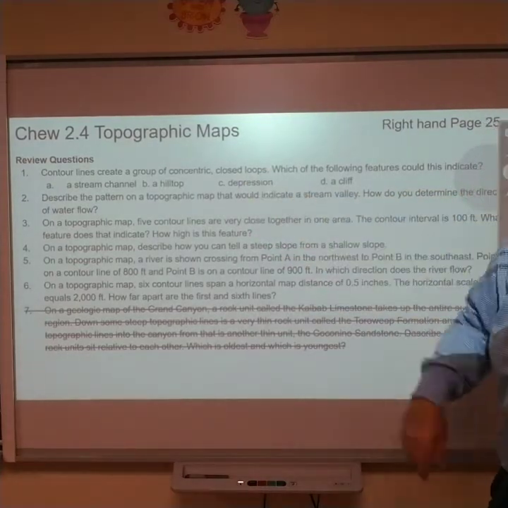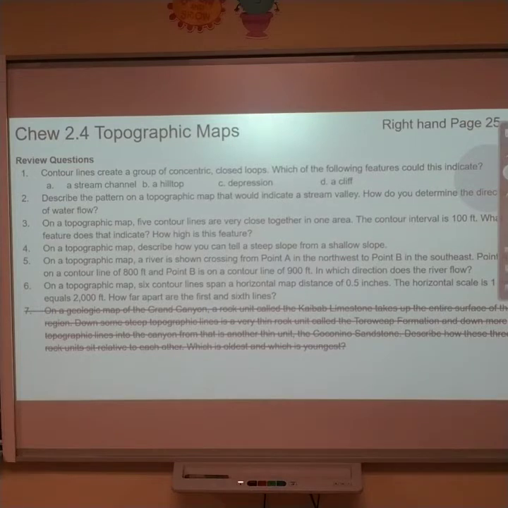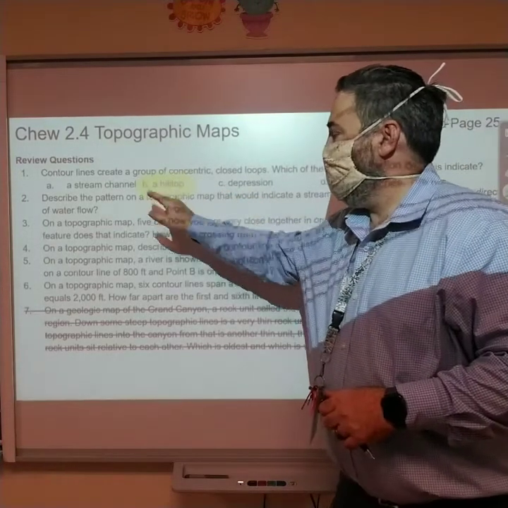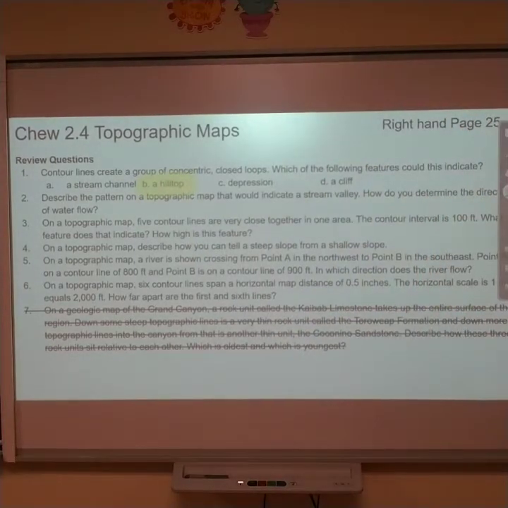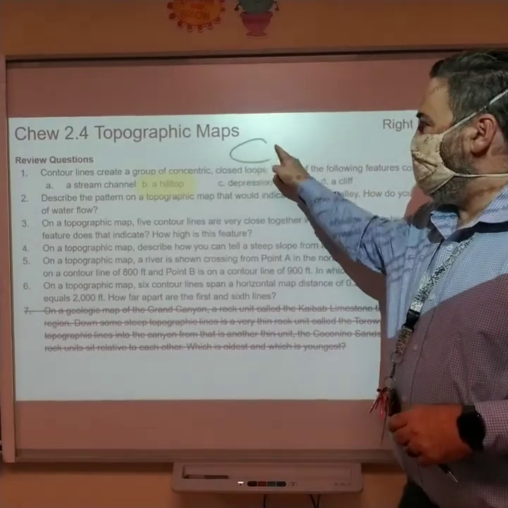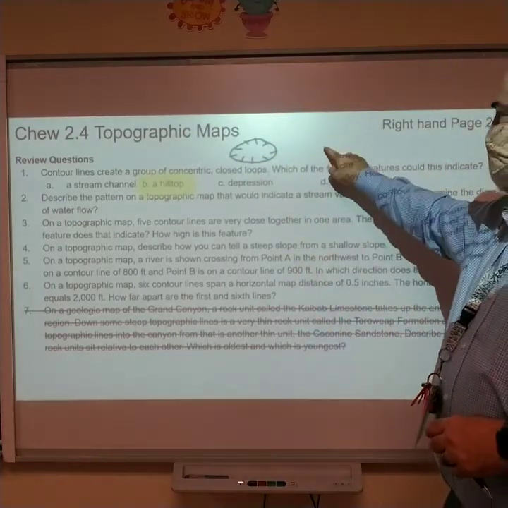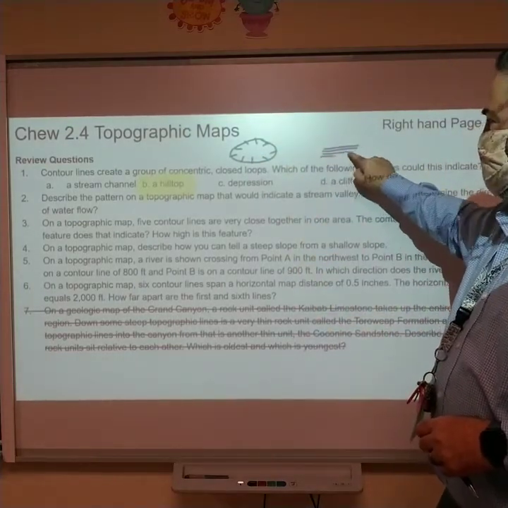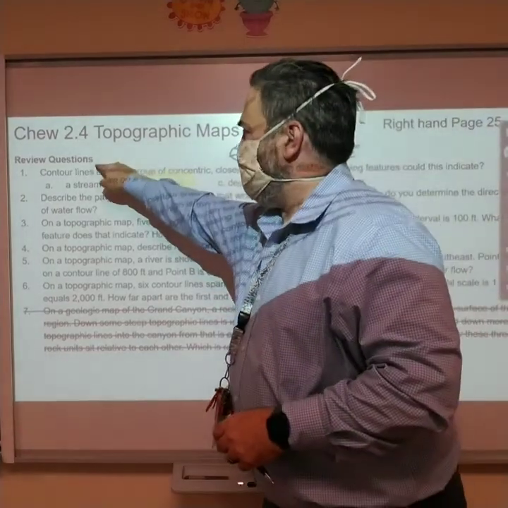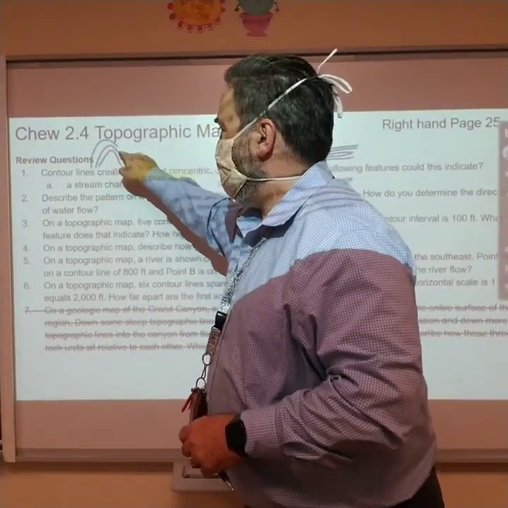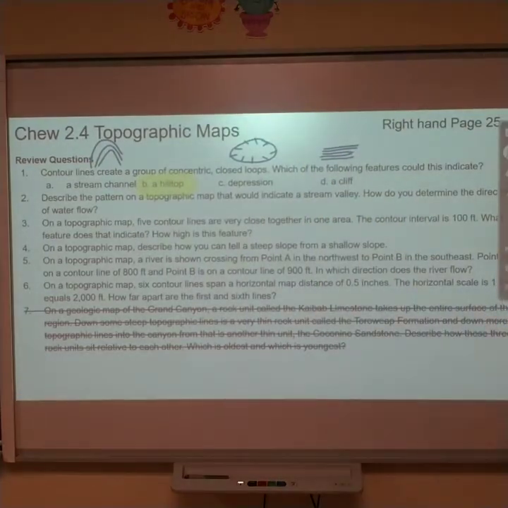So if I have closed concentric loops, what do I have? Is it a stream channel, a hilltop, a depression, or a cliff? Yes, ma'am. Yeah, it'd be a hill. Okay. A depression, remember, would look like this. It would have those little teeth, those hachure lines. A cliff would be very close together lines. And a stream channel would be those V-shaped lines. Yes, sir. Right.